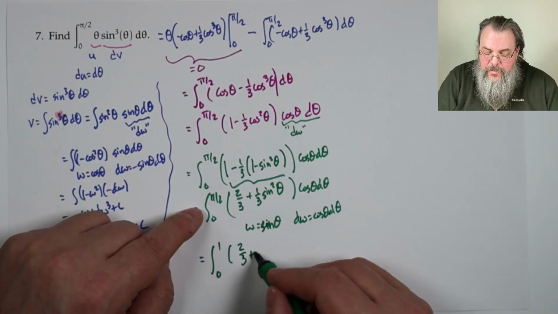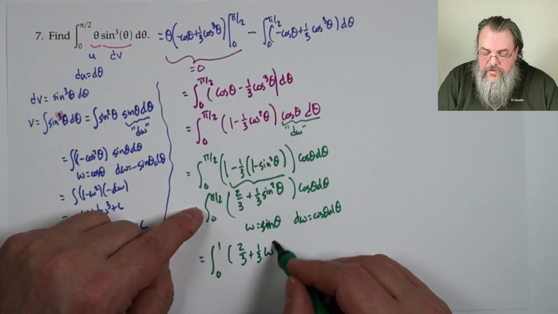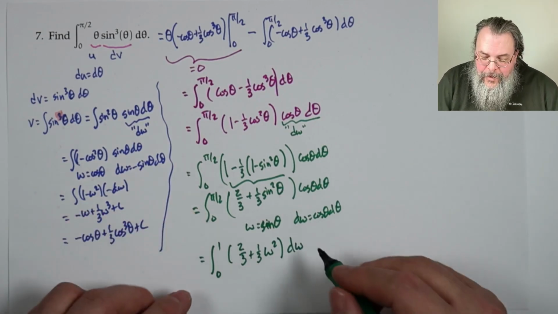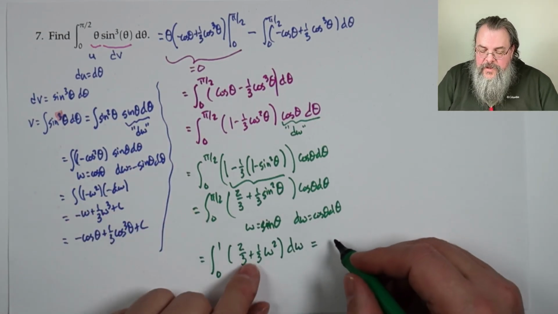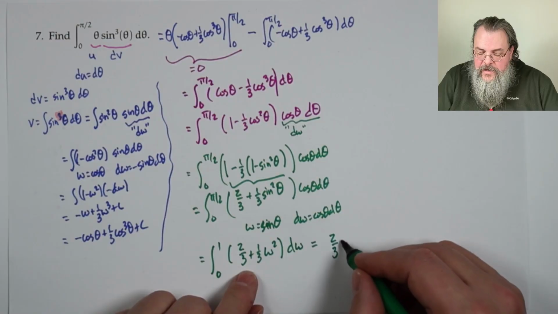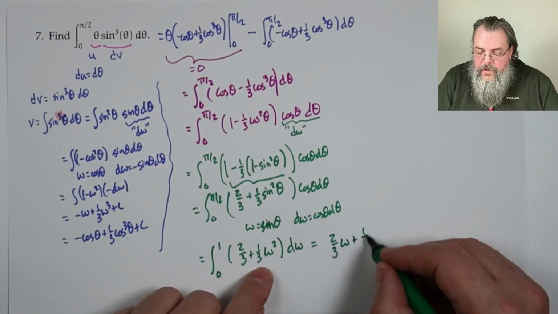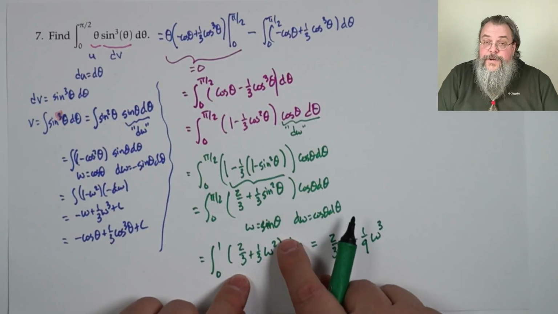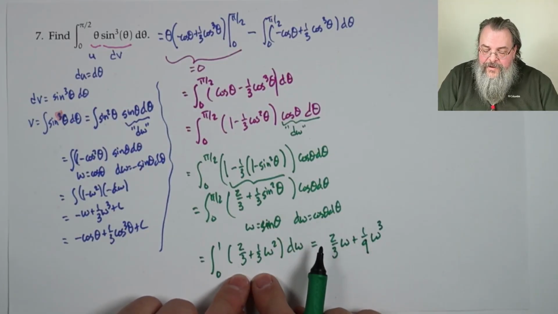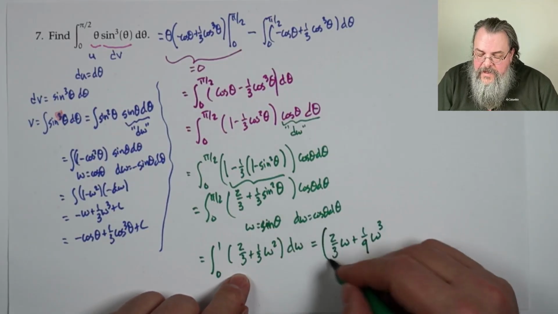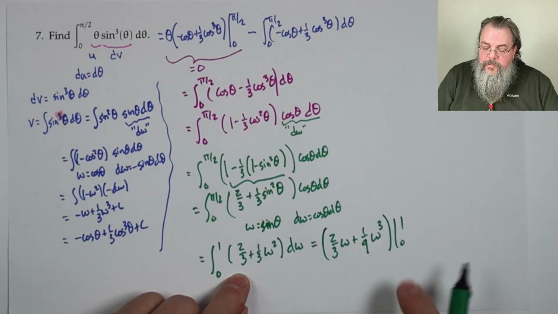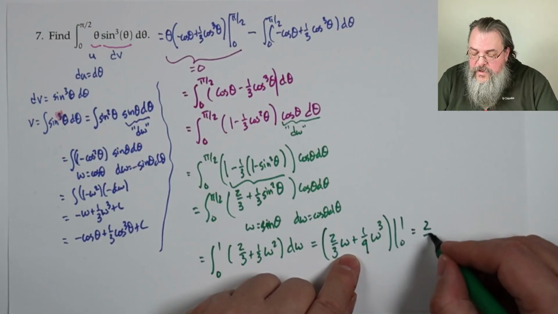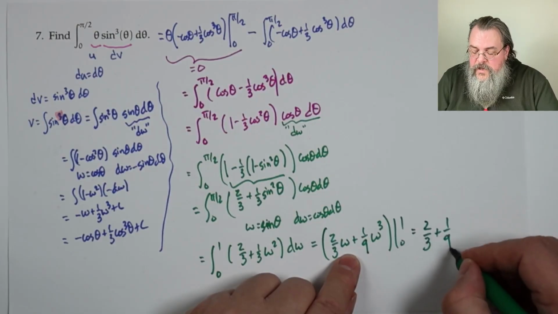2/3 plus 1/3 w squared dw. All right, well, that becomes 2/3 w plus 1/9 w cubed. Right, you add 1 to the power, divide by the new power, and evaluate that from 0 to 1. Plug in 0, you get 0. Plug in 1, you get 2/3 plus 1/9.